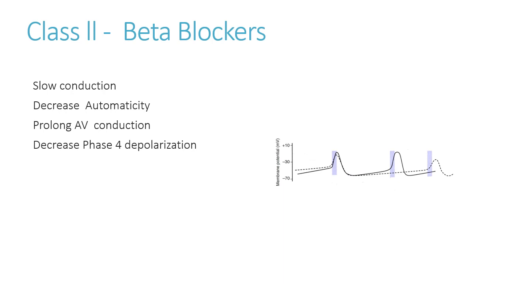But what are these doing? Blocking the beta receptors, obviously. They're slowing down conduction. And what is that going to do to the heart? It's going to slow it down, right? So we're decreasing the automaticity here. What type of arrhythmias is this going to be good for?